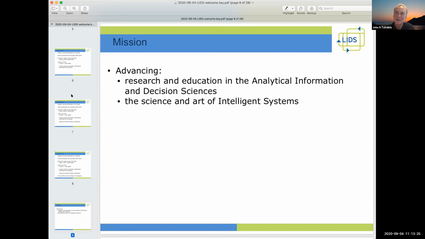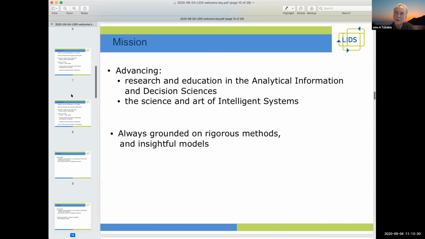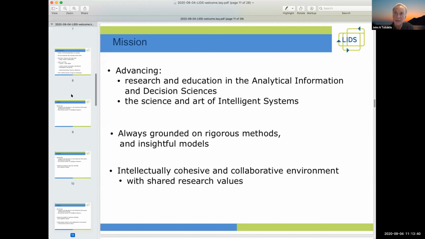So we can highlight the end effect that we are designing and analyzing intelligent systems, but always using the same rigorous methods and insightful models. This emphasis on a solid mathematical grounding is something that distinguishes LIDS. And because of that, I think it's fair to say that everyone in the lab shares some common mathematical grounding in things like probability, optimization, and dynamical systems. So that creates a cohesion, an intellectual cohesion. And also it's a reasonably small lab.